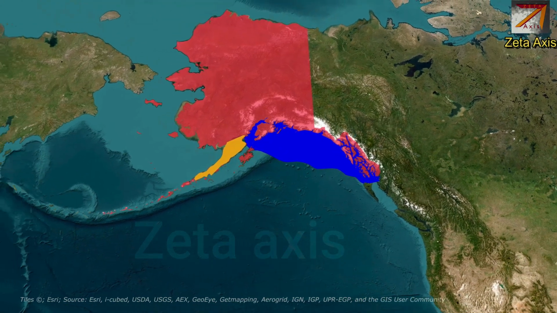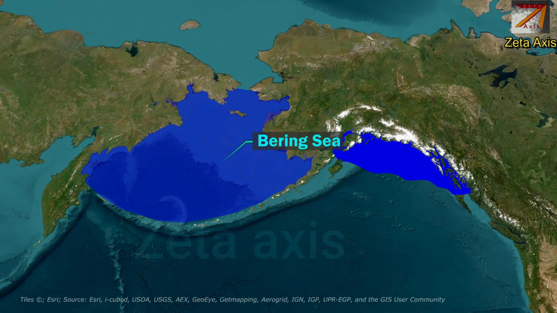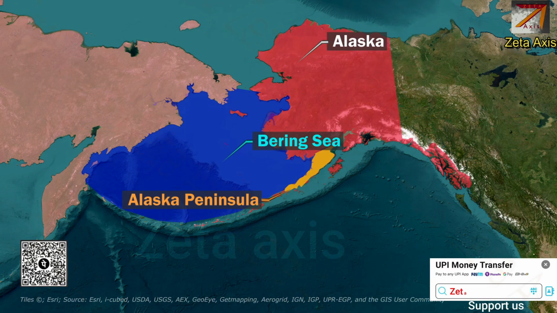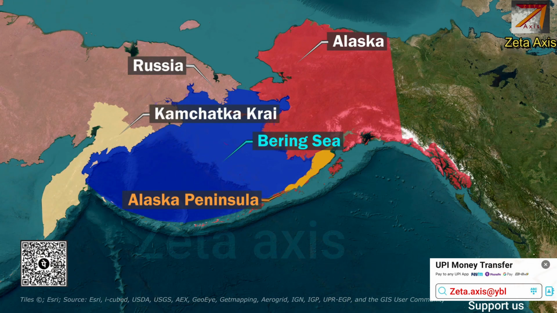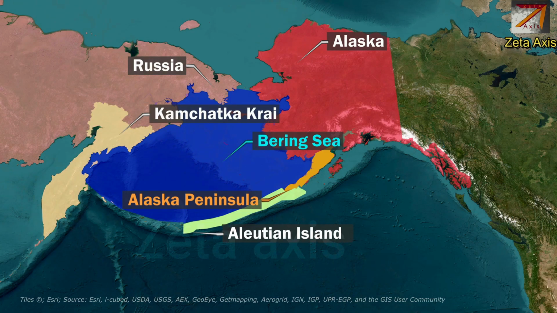Next important sea is Bering Sea, located in the northeast of Arctic Ocean. The Bering Sea is a marginal sea in the northern Pacific Ocean. The Bering Sea is separated from the Gulf of Alaska by the Alaskan Peninsula. The Bering Sea is bordered on the east and northeast by Alaska, on the west by Russia and the Kamchatka Peninsula, and on the south by the Alaskan Peninsula and the Aleutian Islands.